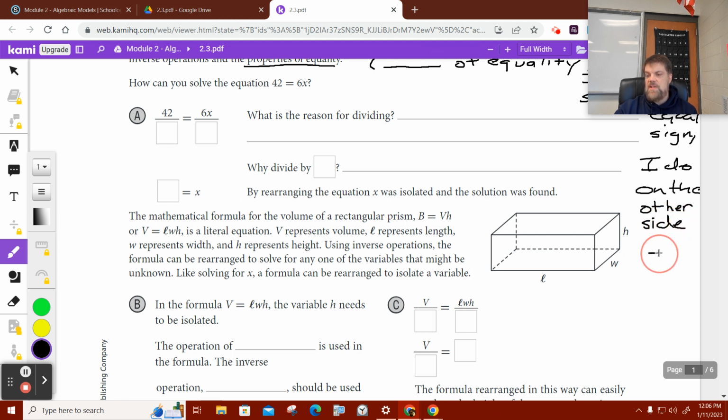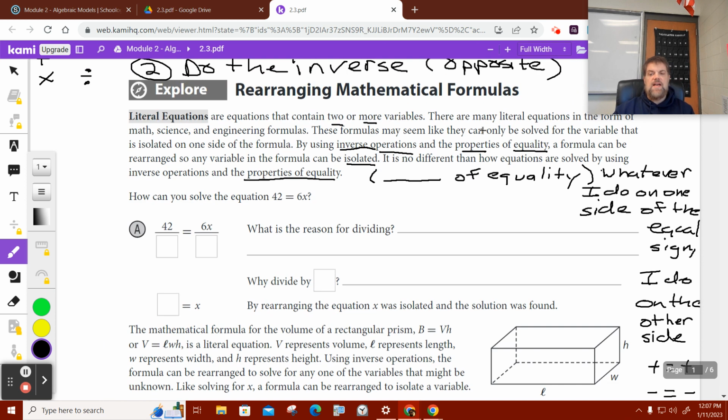If I add on one side of the equal sign, then I have to add the same thing on the other. If I subtract on one side, I have to subtract on the other. If I multiply, I have to multiply on the other. If I divide on one side, I have to do the same on the other. Now, when I do that, it makes both sides equal, okay?